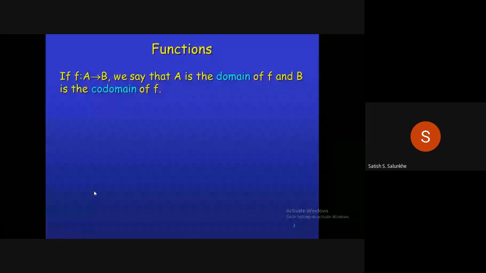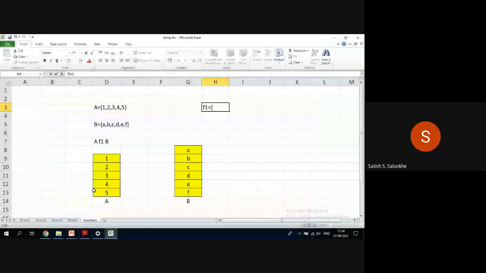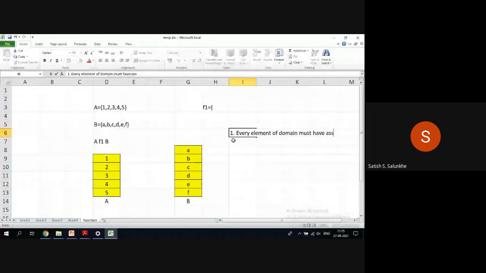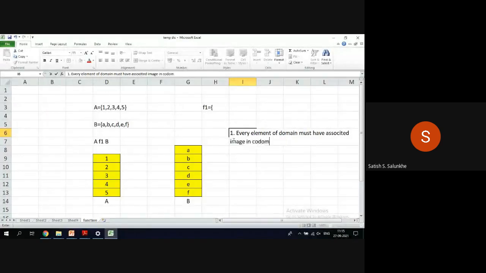Okay. Prior to this, let me come back to this. So what exactly is the meaning of a function? We have this domain, and we have this codomain. What is the meaning? Condition number one, I'm again repeating: every element of the domain must have an associated image in the codomain. Now what is the meaning of image?